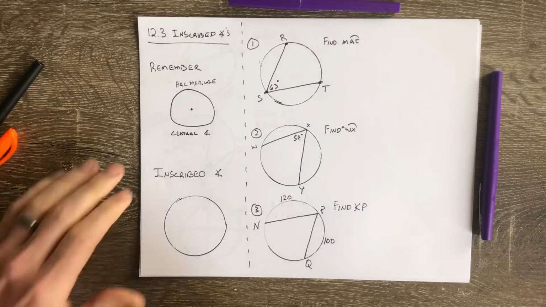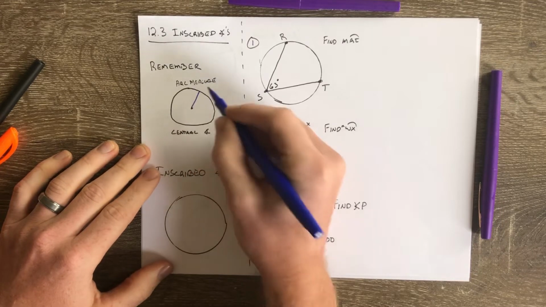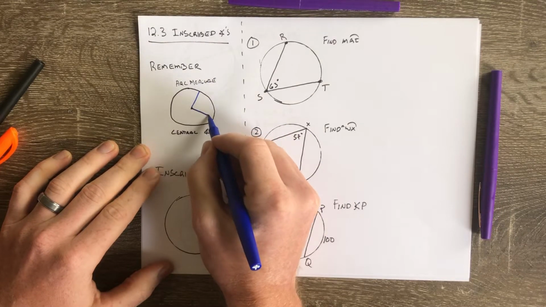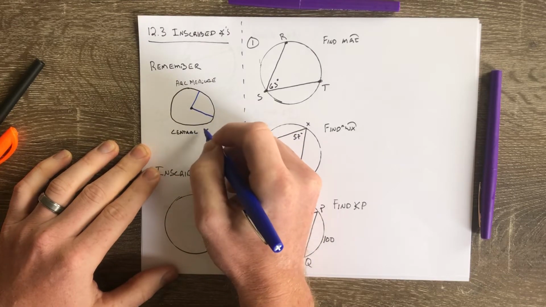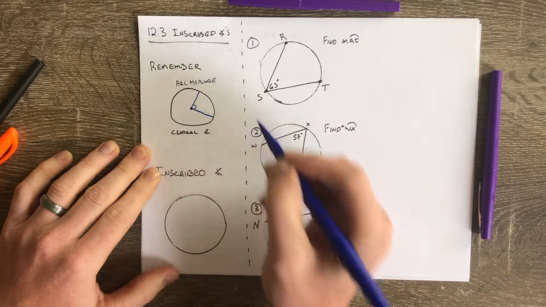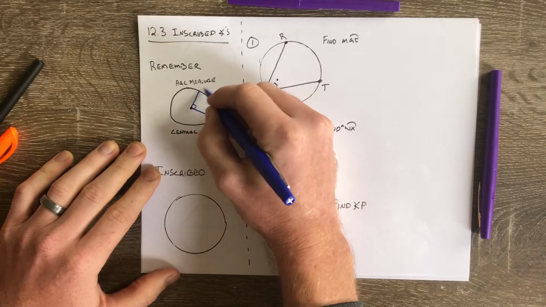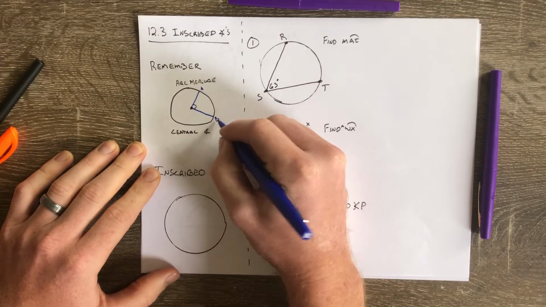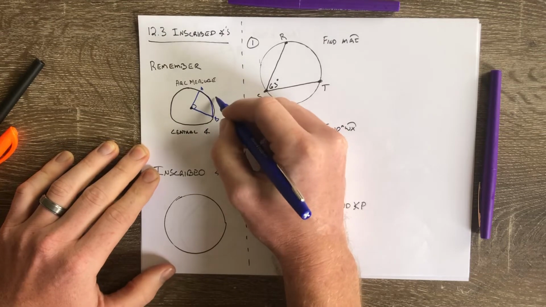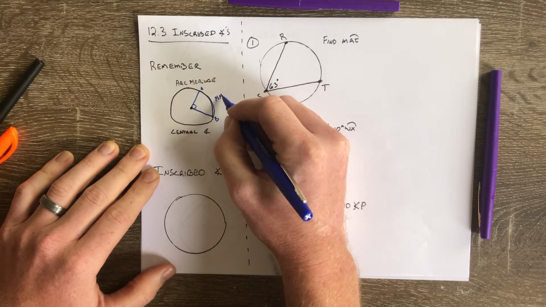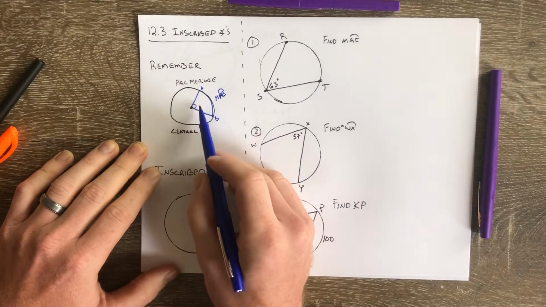All right, so if you remember correctly from earlier this semester, we could have something called a central angle. A central angle is an angle located in the center of the circle, so the vertex is located at the center of the circle. And that's going to open up to an arc. So this opens up to arc AB, and the way we label that is M, A, B, and we put a little arc over it.